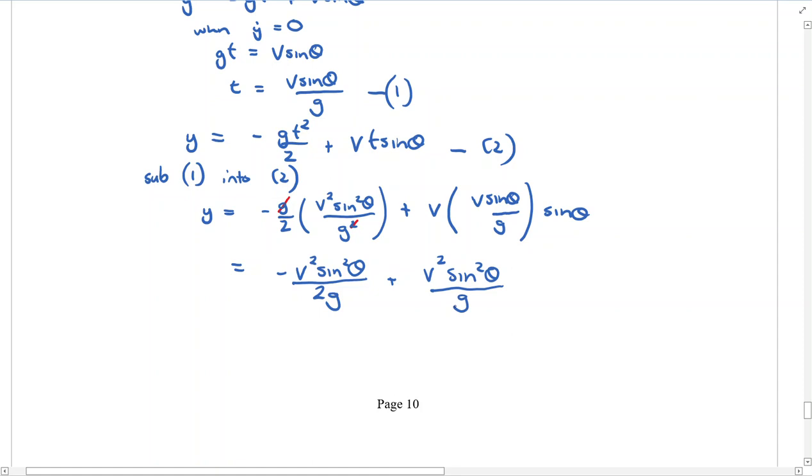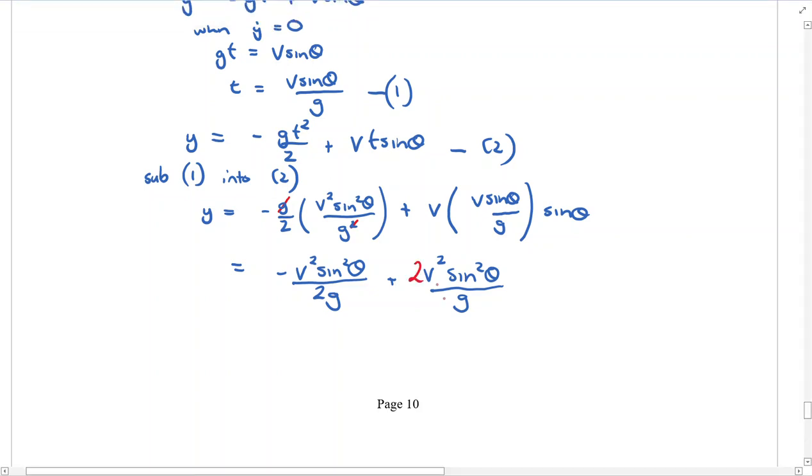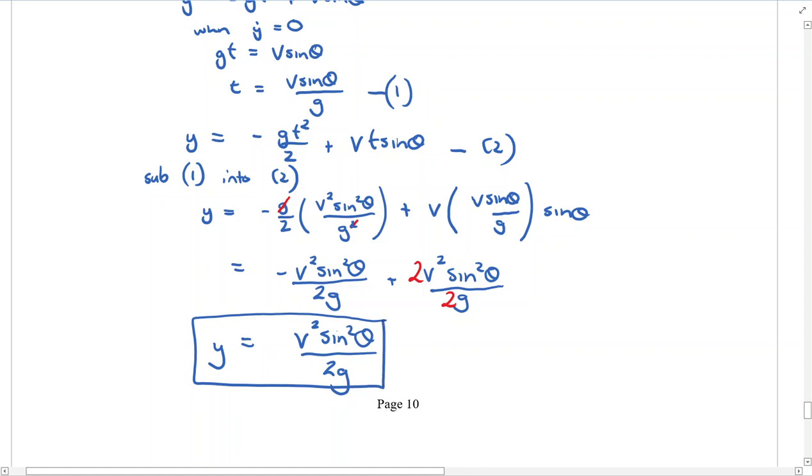Again, that is almost our answer. And if you look on that table, you can see it's not quite where we need it to be. I need to get a common denominator so I can push those two fractions together. So if I wanted 2g on the bottom, put a 2 on the top as well. And then when I push them together, the top two things are actually like terms. Can you see that? They both have a v squared sine squared. So a minus v squared sine squared plus 2v squared sine squared will be 1v squared sine squared theta over 2g. And that is the equation for the greatest height of our projectile.